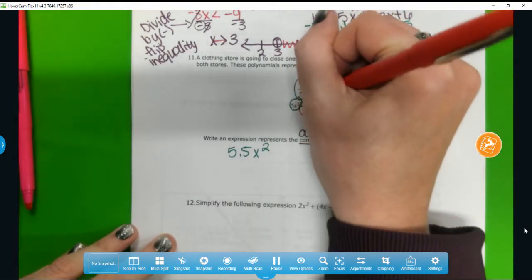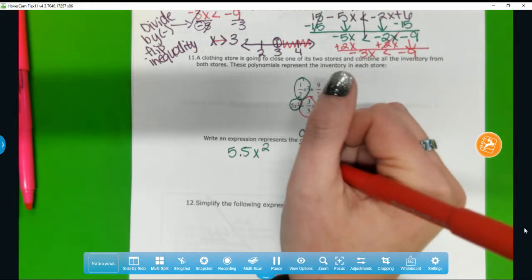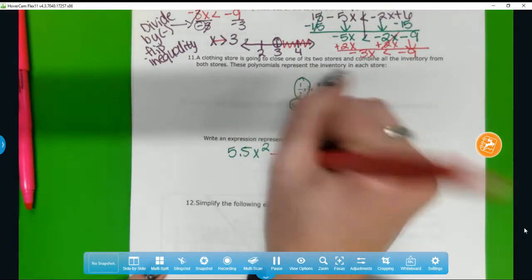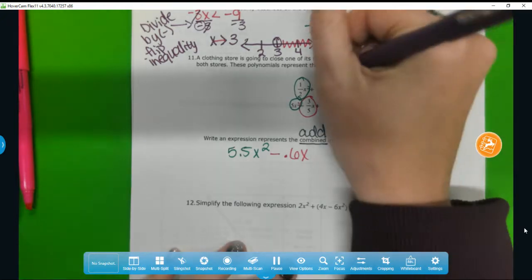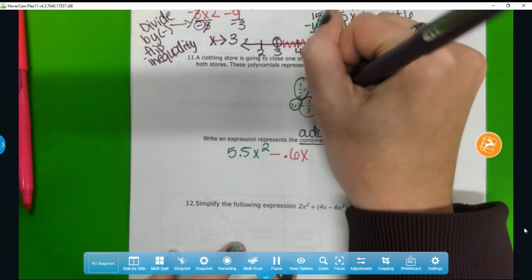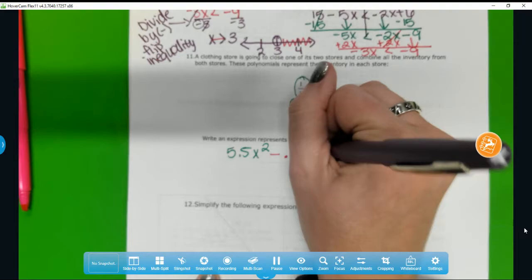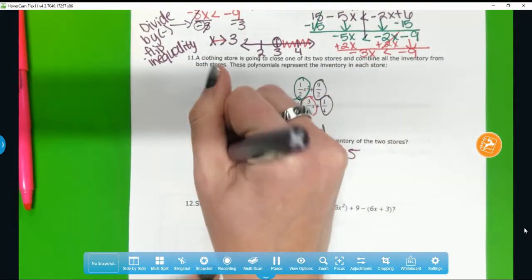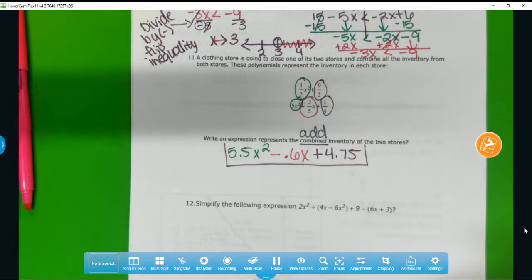This x doesn't go with anything, so I would get minus 0.6x, and then I would combine the 9/2 and the 1/4 to get plus 4.75, and that would be your answer.